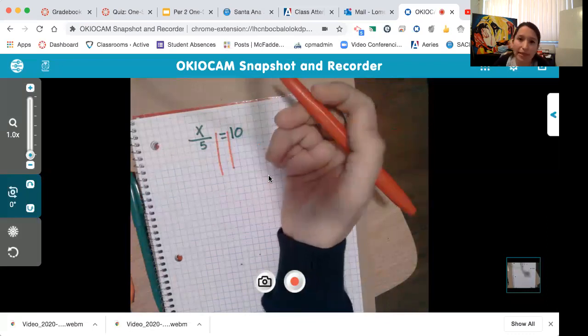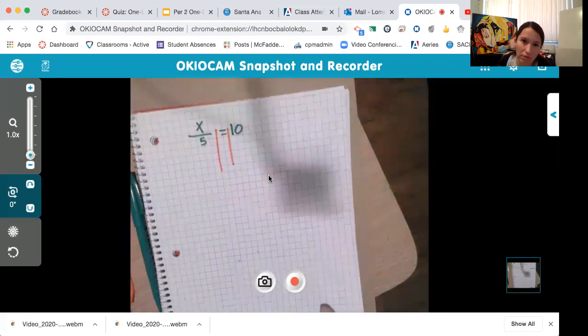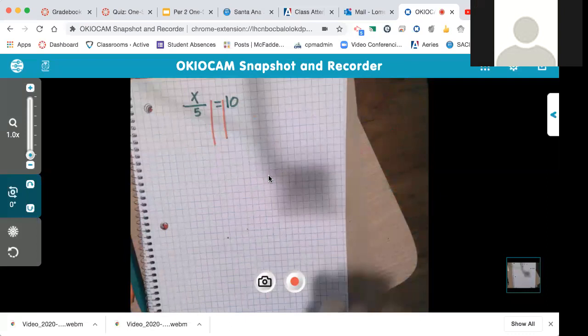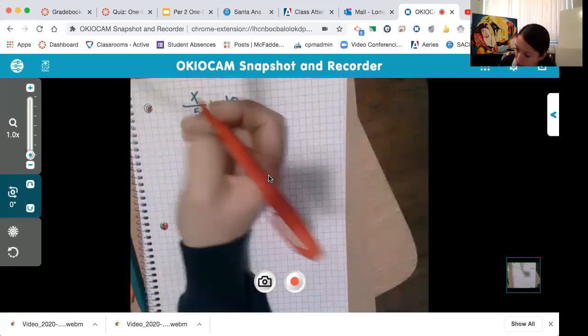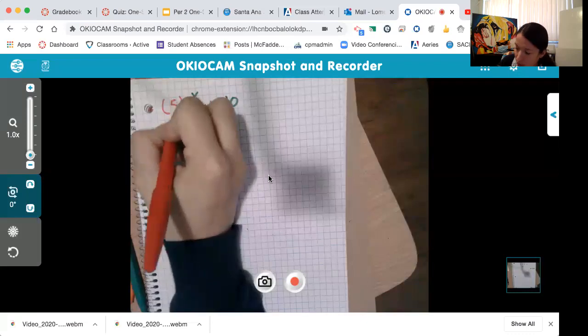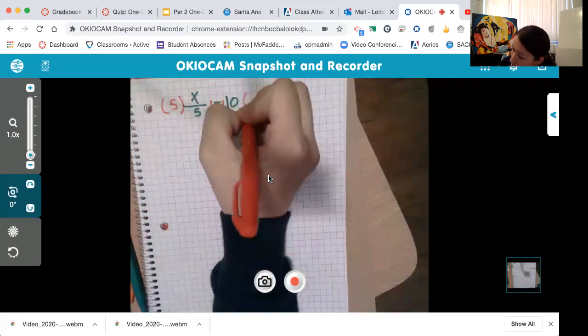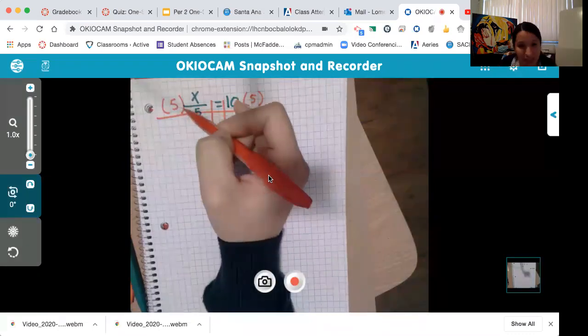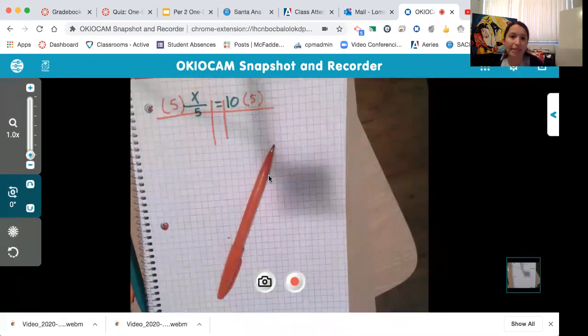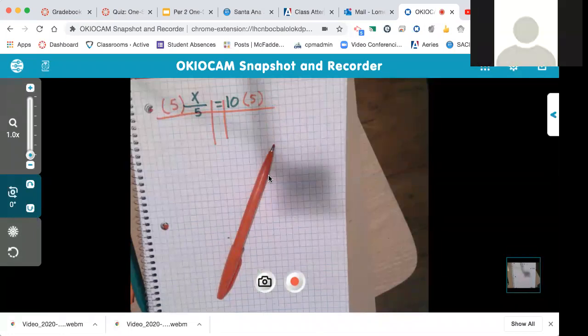And what's the opposite of division? Multiplication. Very good, guys. So here's how you're going to show work for multiplication. You're going to draw your parentheses and put the number inside. So when you draw these parentheses and put this number inside, it means to multiply.